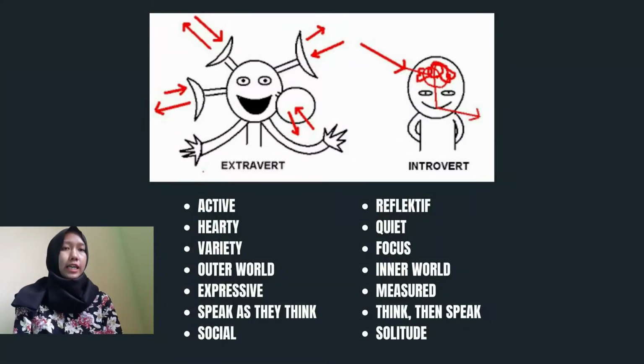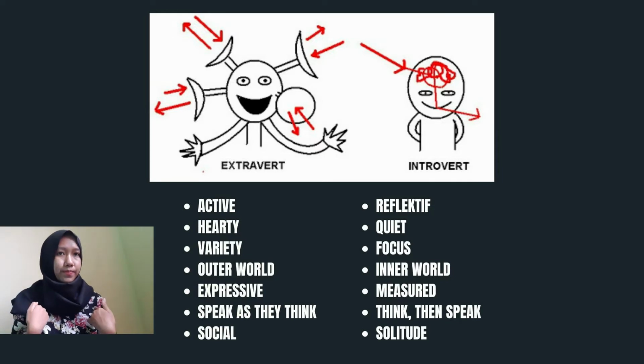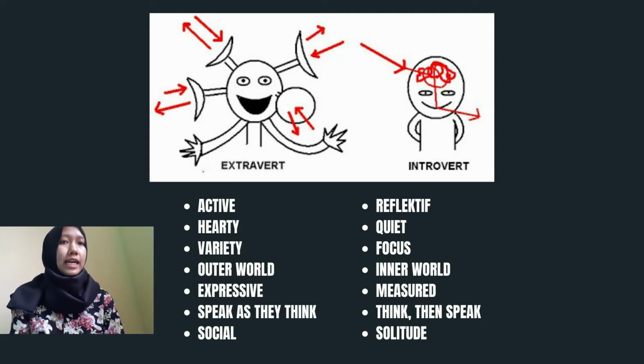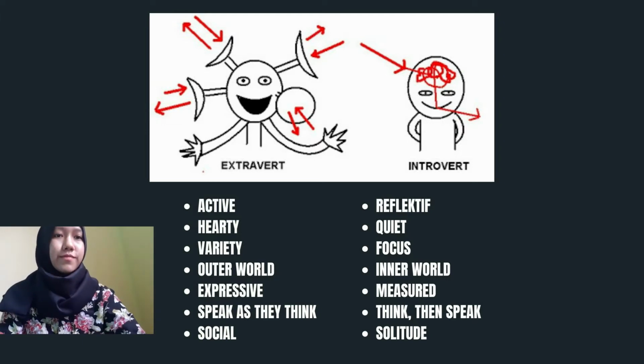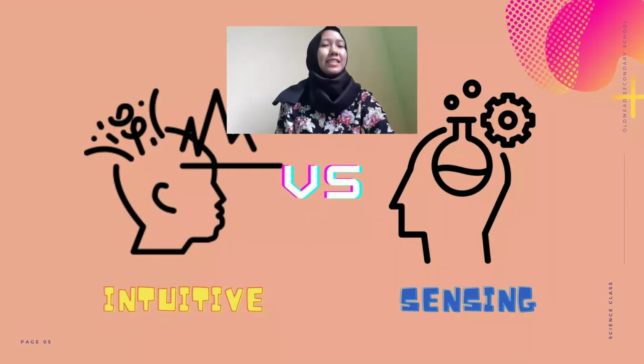So actually, extroverts gain their energy by interacting with people, so the energy comes from their outer world, and they prefer to move into action. On the other hand, introverts gain their energy by doing something in their inner world, so they may feel drained of energy if they interact with others, something like that.